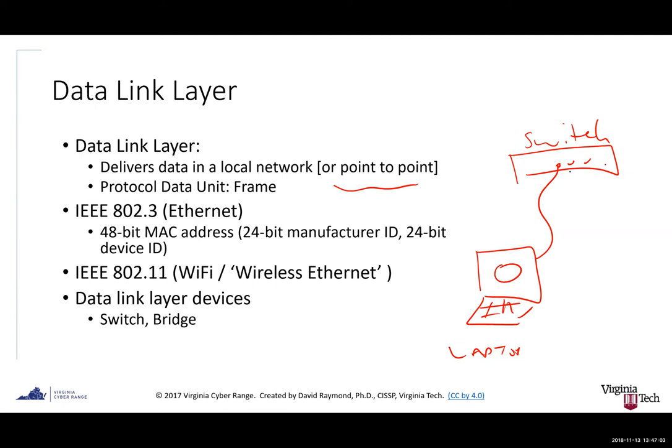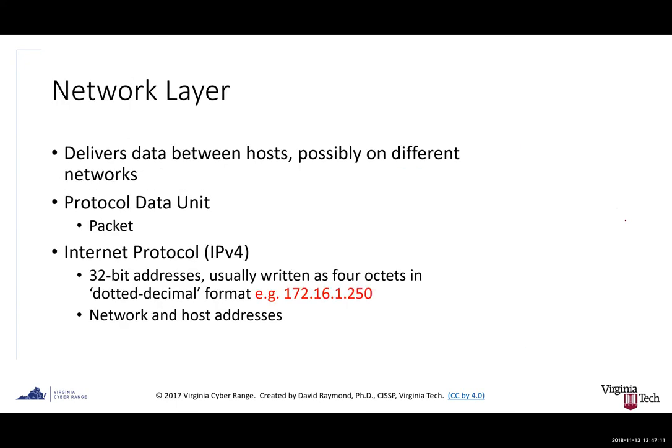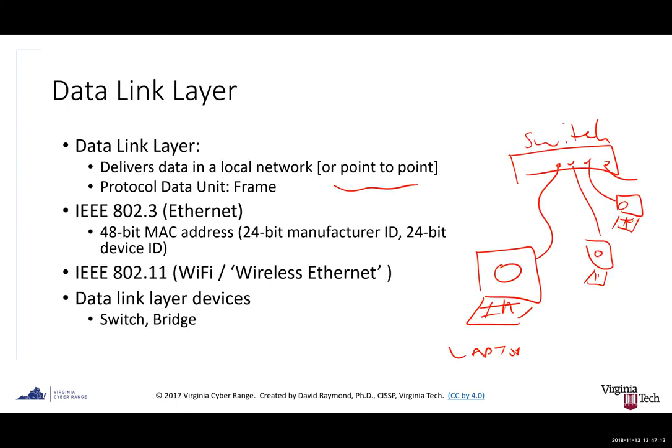And this switch in our office at Virginia Cyber Range has a whole bunch of other people's computers connected to it. So the data link layer is used for that point-to-point communication. Same is true, again, if you have a laptop that's connected to a wireless access point.